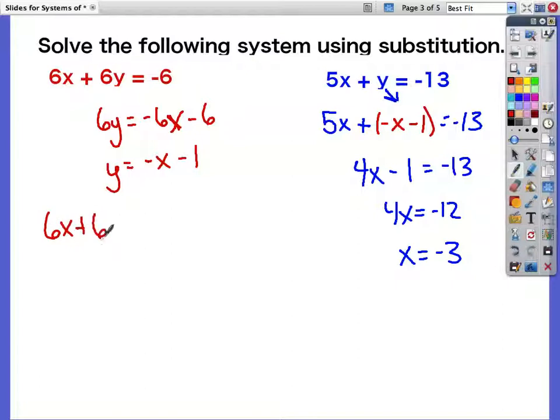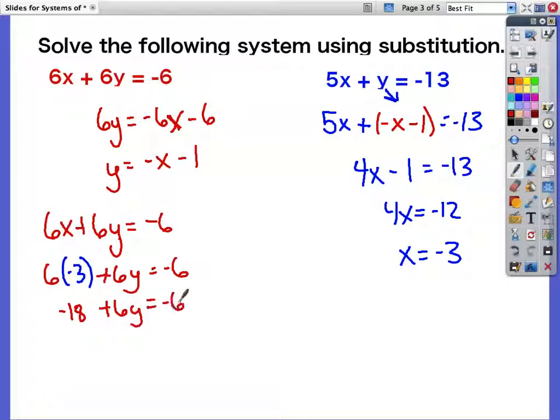6x plus 6y equals negative 6. So I'm going to insert the x value now. This becomes 6 times negative 3 plus 6y equals negative 6. So we get a negative 18 plus 6y equals negative 6.